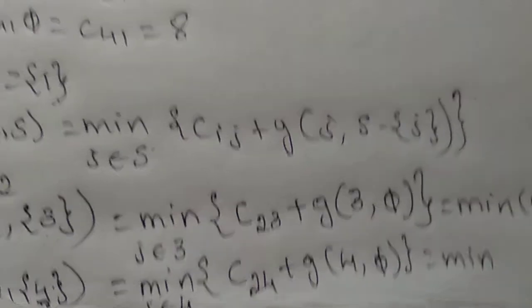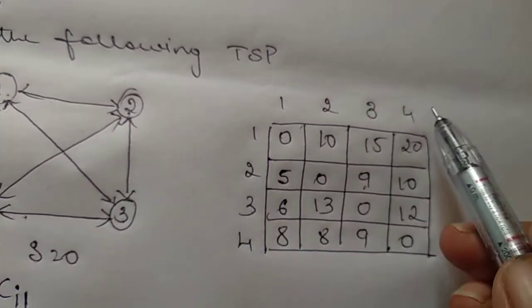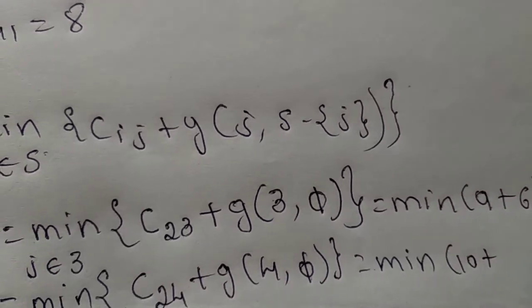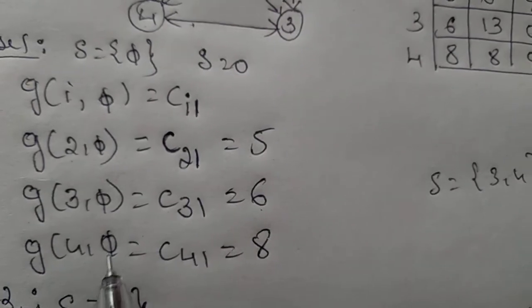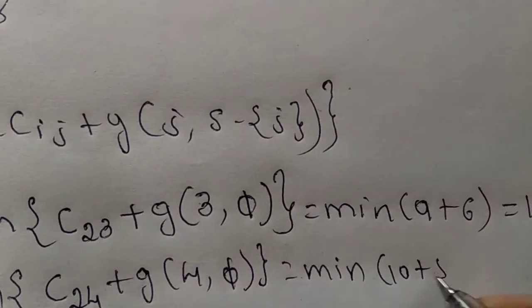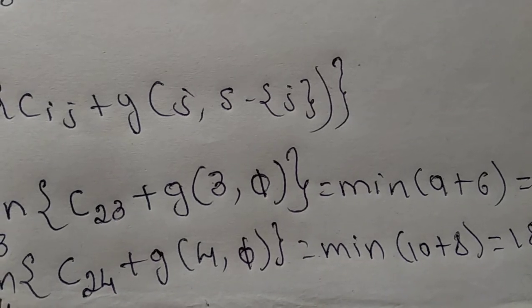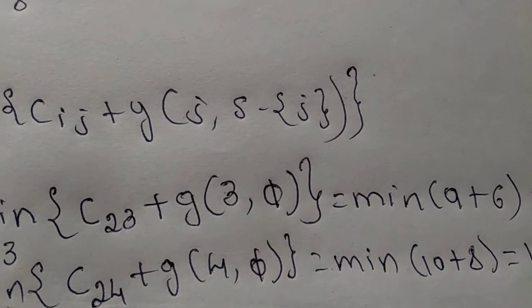So min, from 2 to 4 it is 10, plus 4, 5 value. We have already calculated it, it is 8. 10 plus 8 is 18. Okay. Let it be like that.